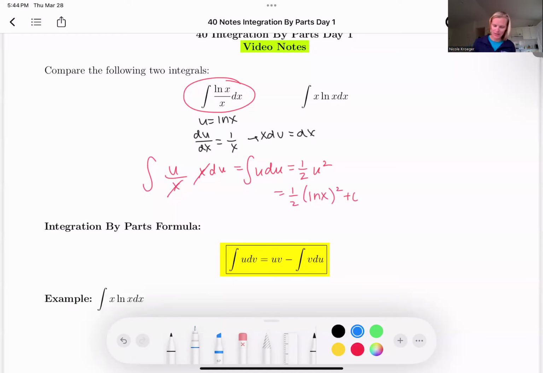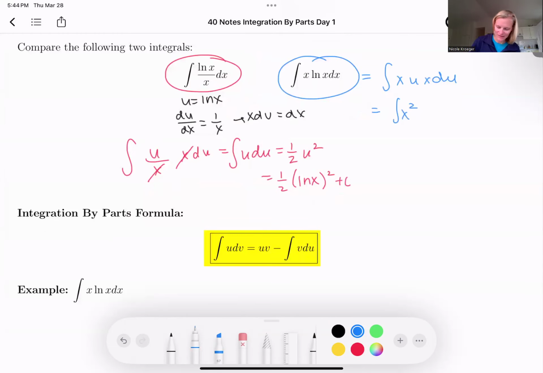U substitution works great. If we try doing the same thing on this one, again, we would think u substitution, really the only u we could choose is ln of x. So we try this, we're going to get x times u times x du. The problem here is the x's don't cancel out. This would just leave me with x squared u du.